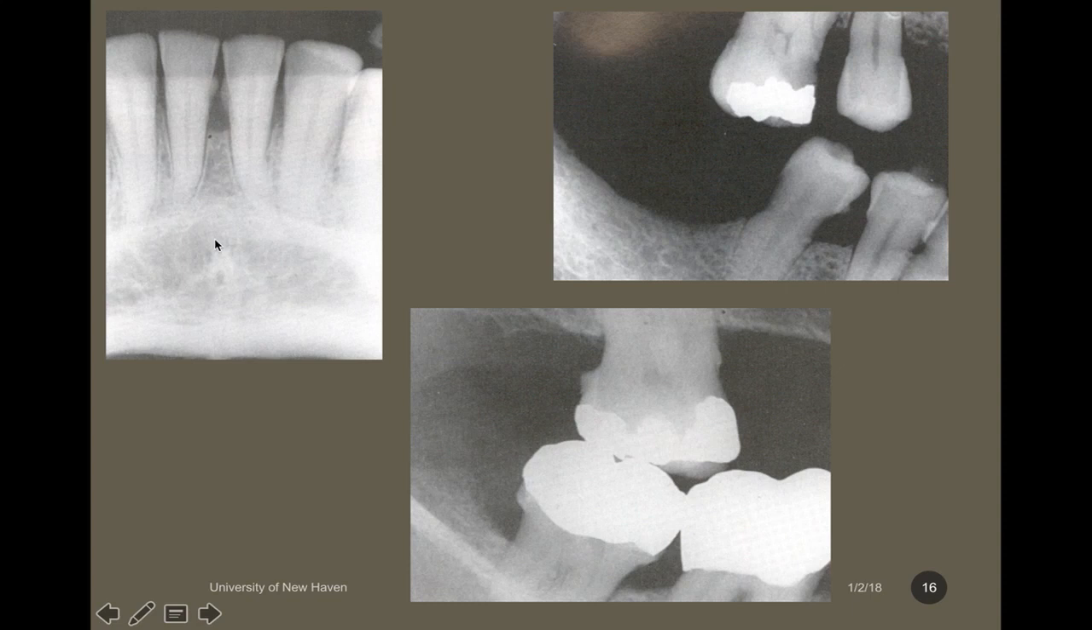If I were to take a look at this radiograph, I would also want to be thinking, what might this look like clinically? Clinically, I would probably see some of this calculus. I would definitely see some severe inflammation in the area, and I'd probably have some mobile teeth as well.